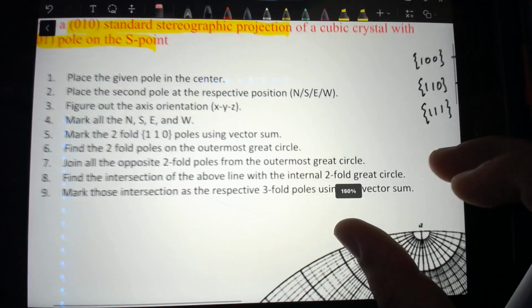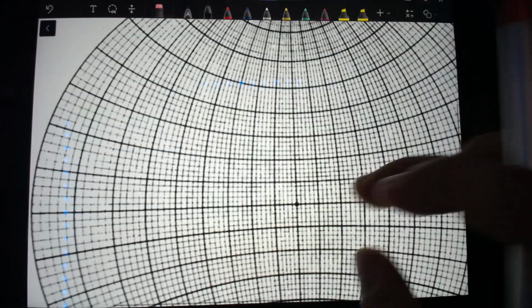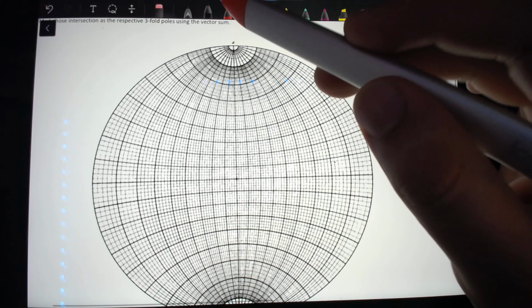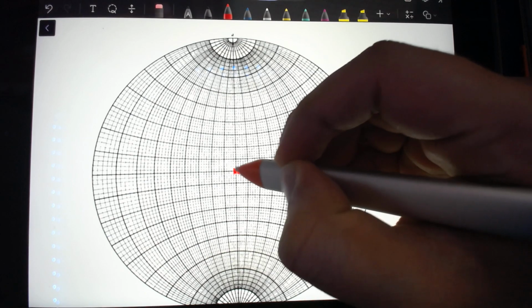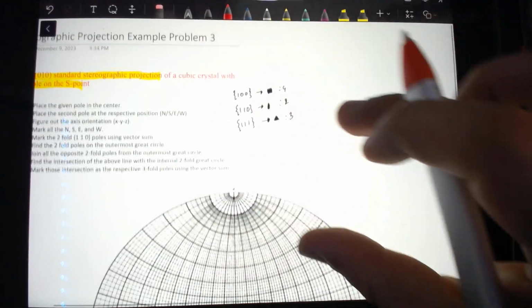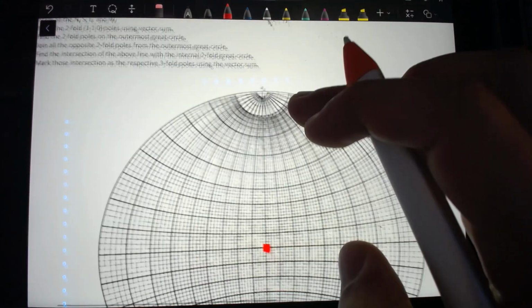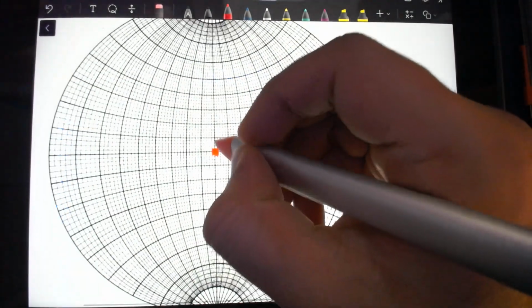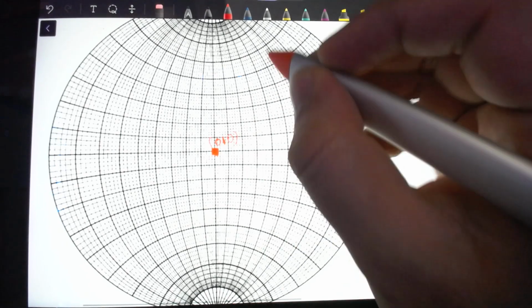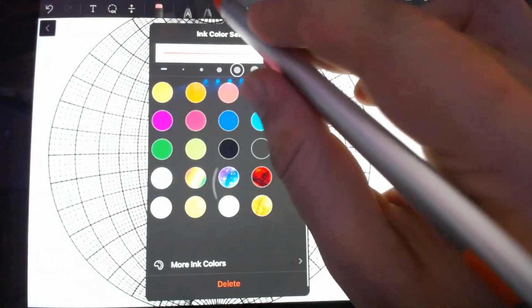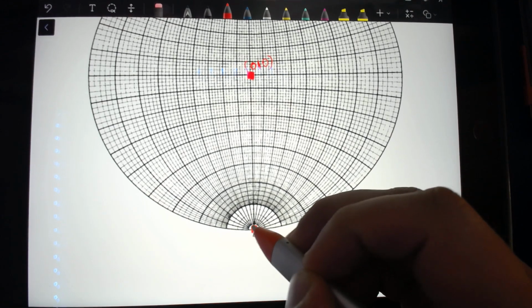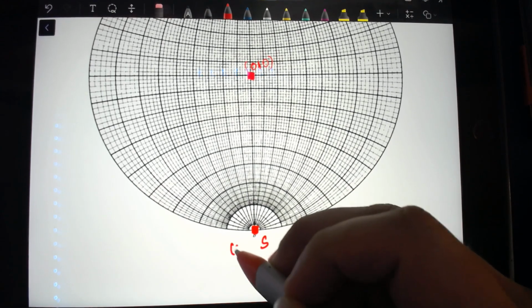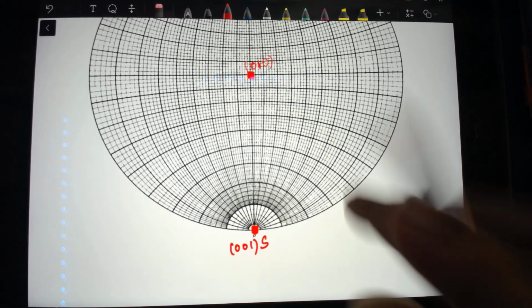All right, so let's follow the steps again and fill this up. The question asks us to draw a standard stereographic projection of 0, 1, 0. So that will go in the center. So this becomes 0, 1, 0. And then it tells us that the south pole is the 0, 0, 1 pole. So the south pole is over here, and this becomes 0, 0, 1. All right, that was the first two steps.